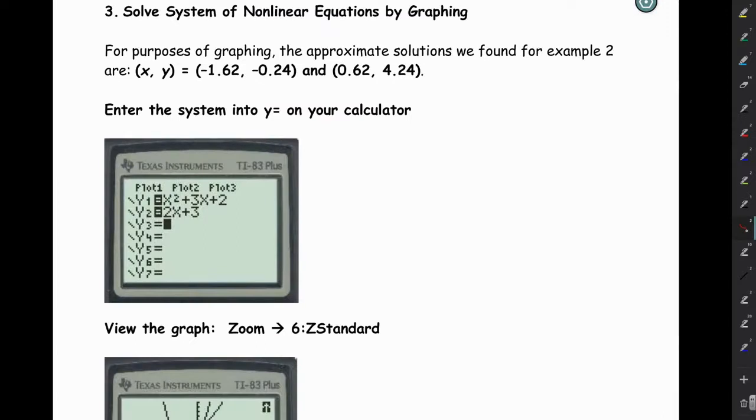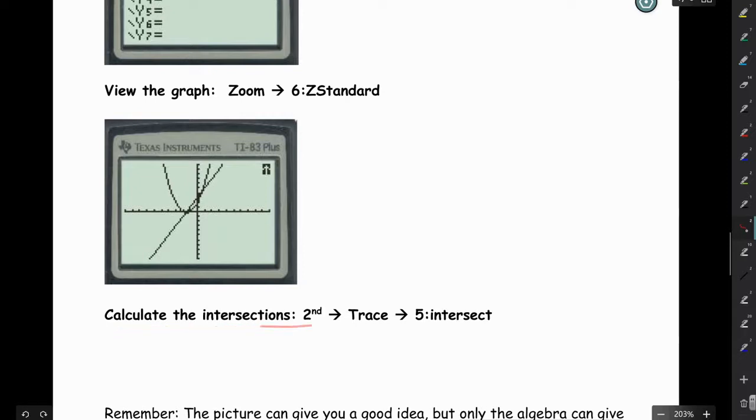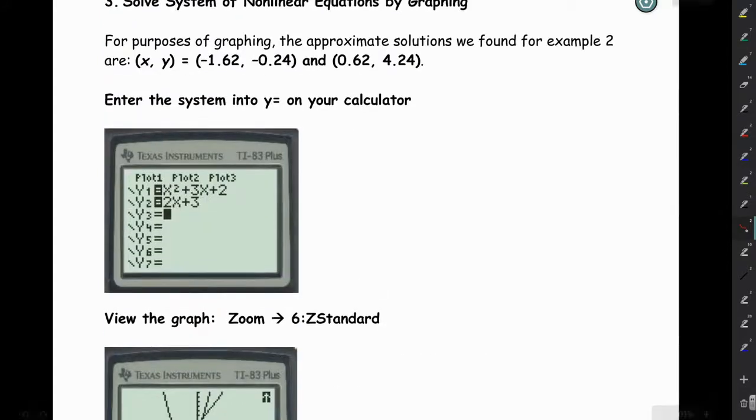Now on the next page, we're going to solve that same system, but this time using the graphing calculator. So we had two equations. We're going to put the first equation in y1 and the second equation in y2. Then we're going to zoom in using a standard window, and then we'll calculate the intersections using the second trace number 5 intersect feature, and we should get the same solutions. Remember, the solutions we're expecting were -1.62, -0.24, and 0.62, 4.24.